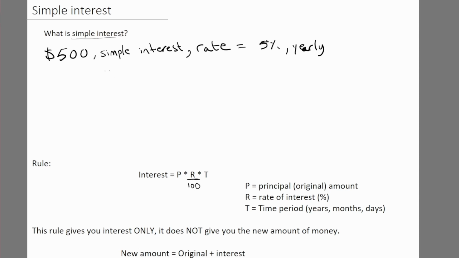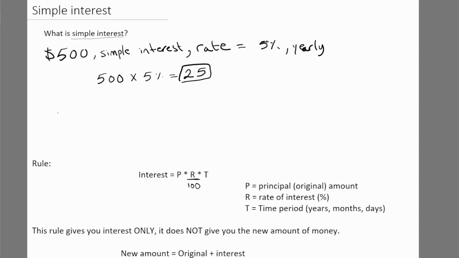So the way simple interest works is that you have your 500 and we're gonna find how much is 5% of the 500. If you multiply this out, it will give you 25. And this right here is the interest that you will receive every year.